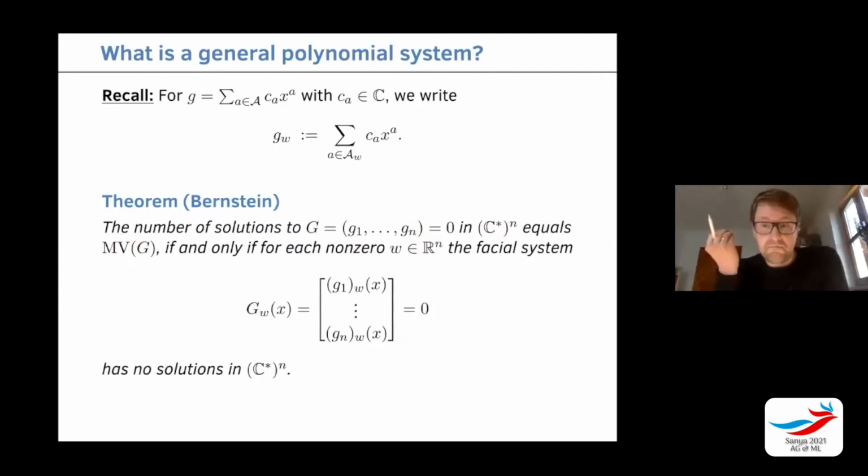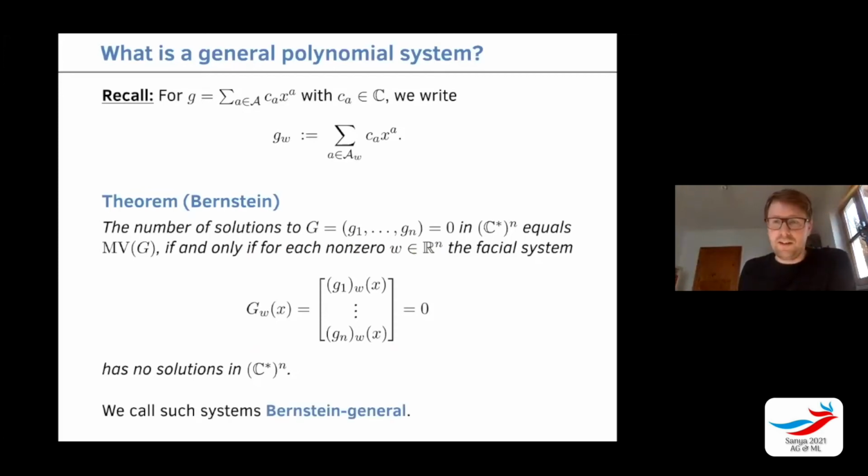So here's a certificate, if you want, a way to prove that a system is general just by showing that these particular systems don't have any solutions. If you can show that, then you know the system is general in the sense of BKK theorem. And we would like to call these kind of systems Bernstein general, just because of this theorem here. Okay.